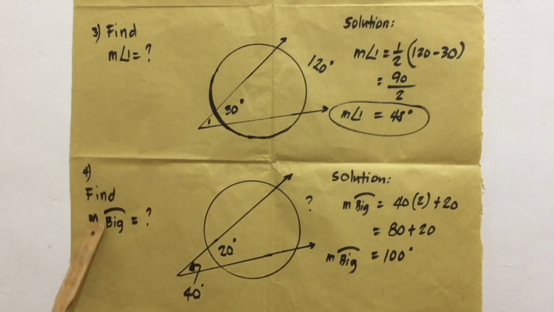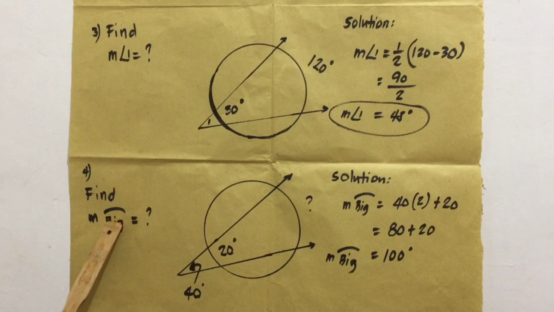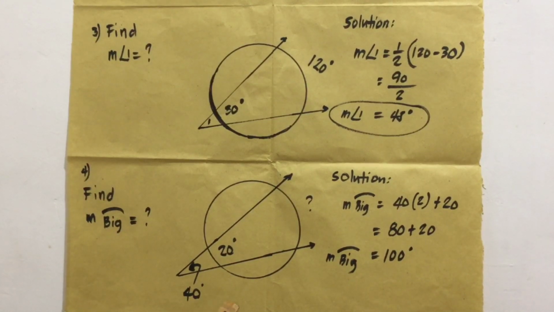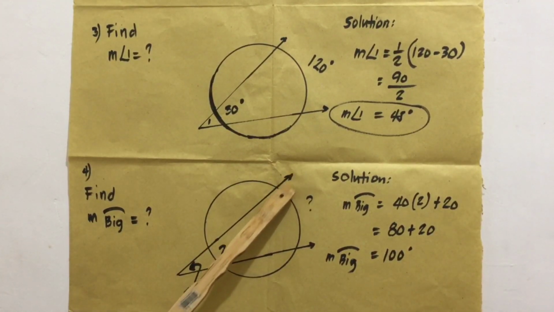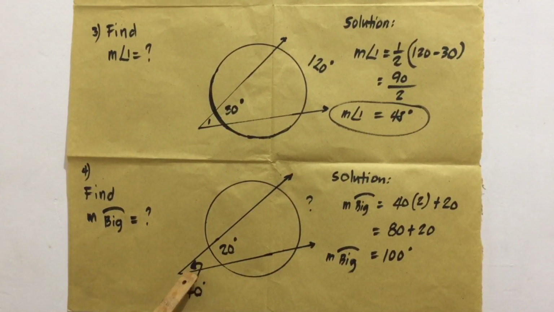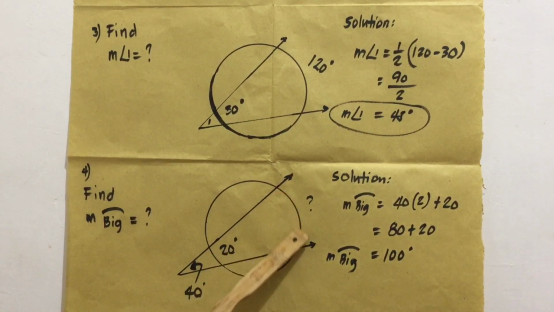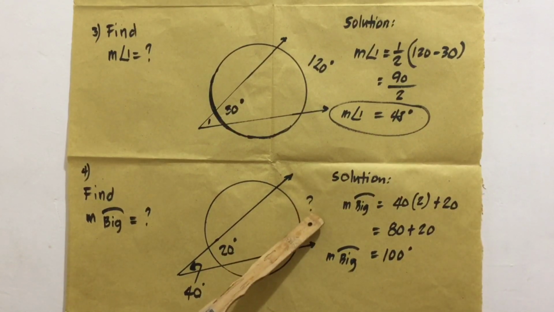Next, number 4, find the measure of the big intercepted arc. So in this figure, we have a circle. We have two secants intersecting each other outside of the circle, and the measure of this angle is 40 degrees. And this small arc here is 20 degrees. And the problem is, what is the measure of the big arc?